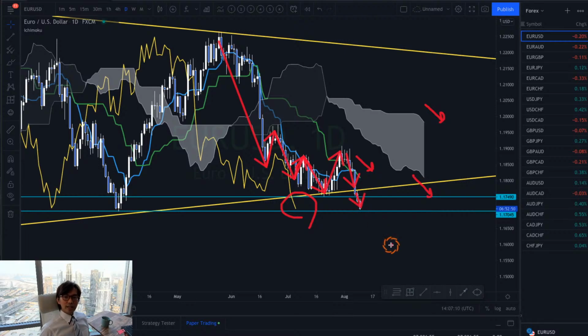So it looks like the market is going to break the support level, the 1.1704 level, but we'll see if that comes true by looking at further lower time frames. So I will look at the 1 hour chart here.